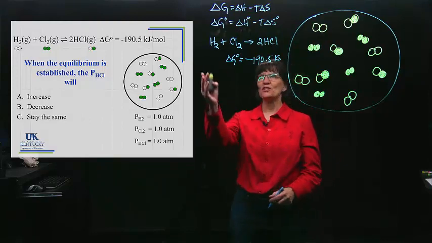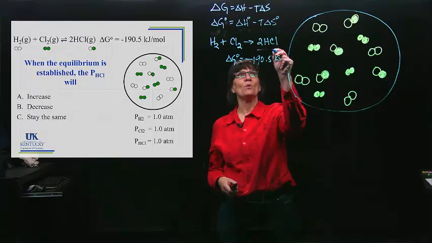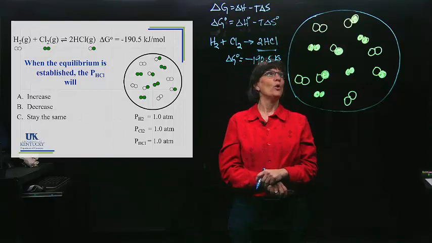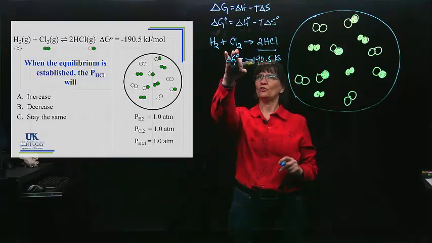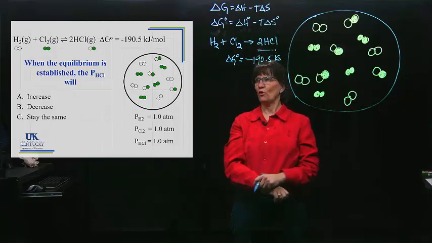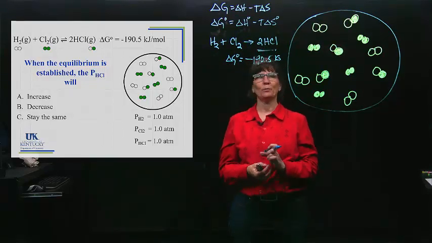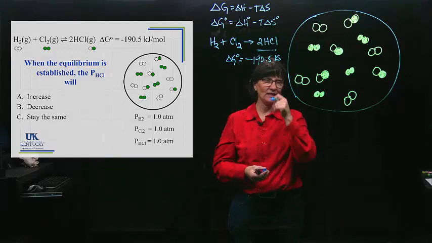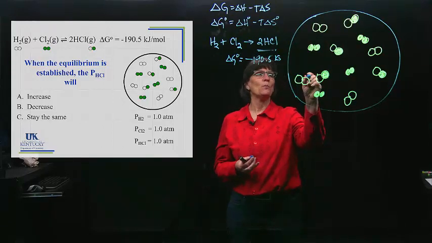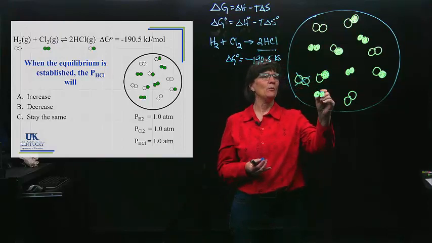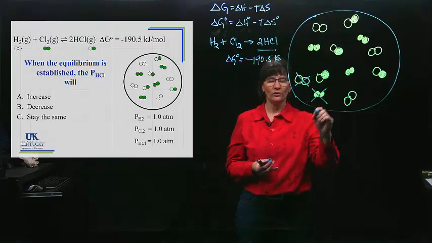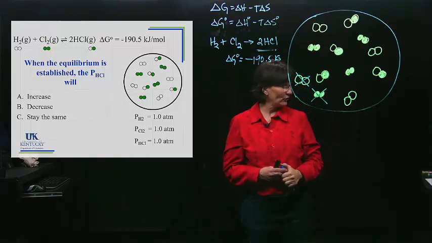Well, certainly if it's proceeding to the right, you're going to be making more HCl. So some of the H is going to get used up, some of the Cl is going to get used up, and some of the HCl is going to be formed. So let's say it shifts a little bit. I don't know how much it's going to shift to get to equilibrium, but let's say we use up one of those, that's the H2, and we use up one of those, that is a Cl2.